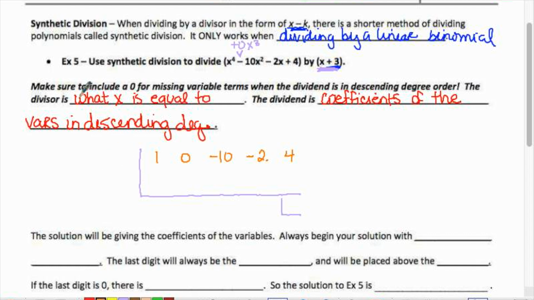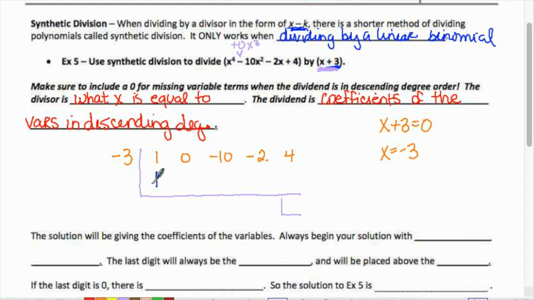What I wrote up here was that the divisor is what x is equal to. So if I say x plus 3 is my divisor, and we set that equal to 0, what does x equal here? Well, we would take that 3 and subtract it over, so x would equal negative 3. So technically, that's what my divisor is going to be over here, negative 3.